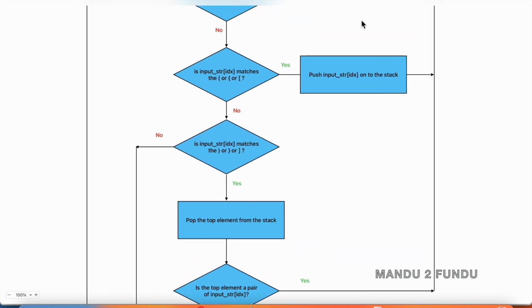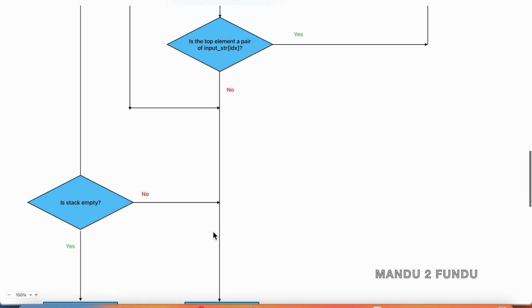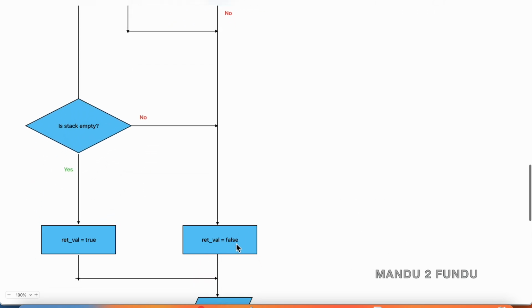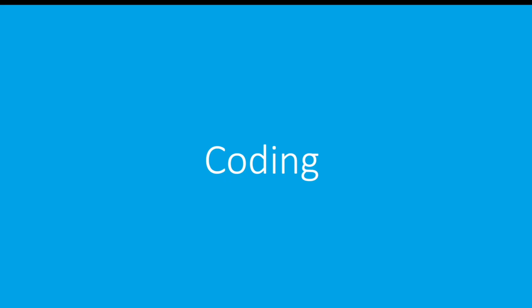So this will continue until all the characters are processed. If we see any other character, in that case also we come out of the loop and set the return value to false, and finally we return the output. Let's move on to coding.